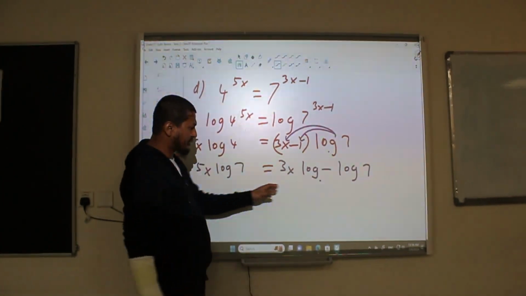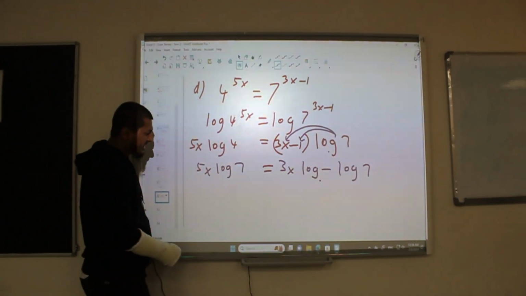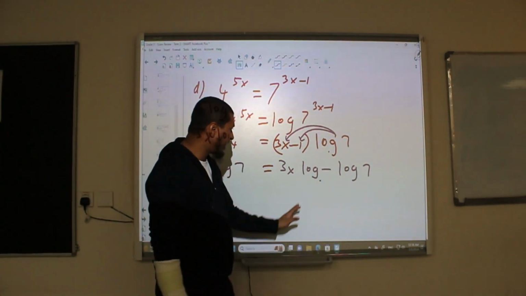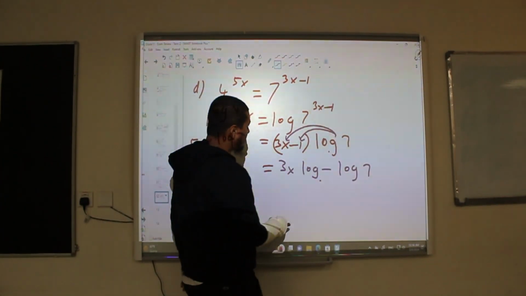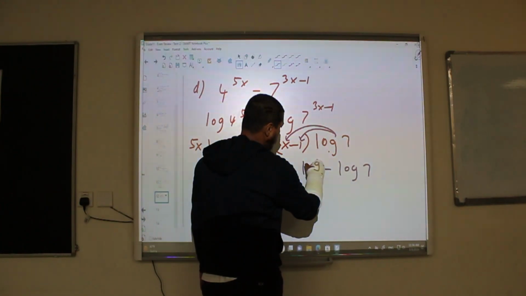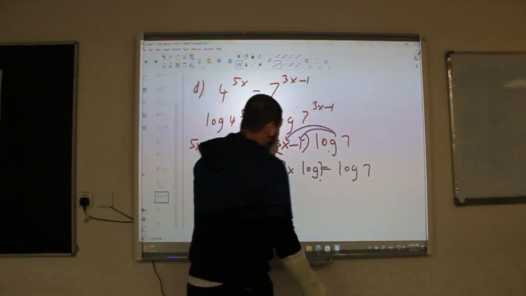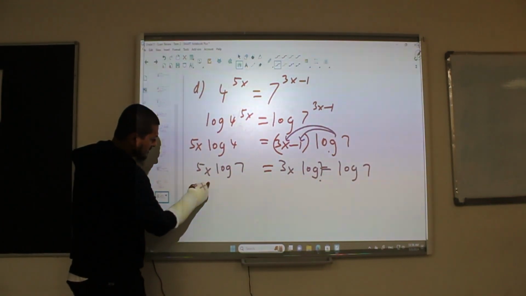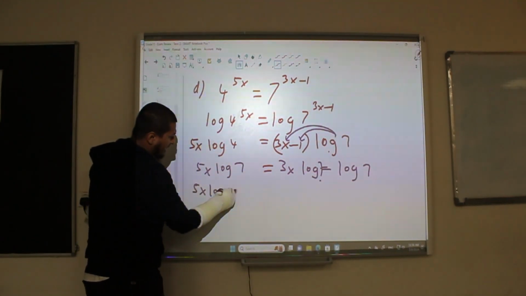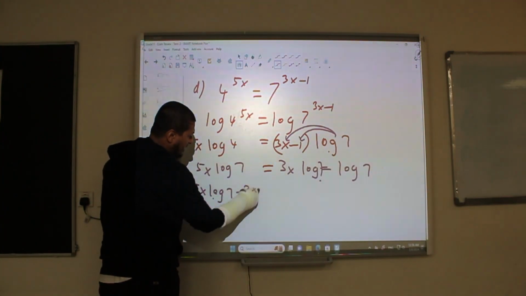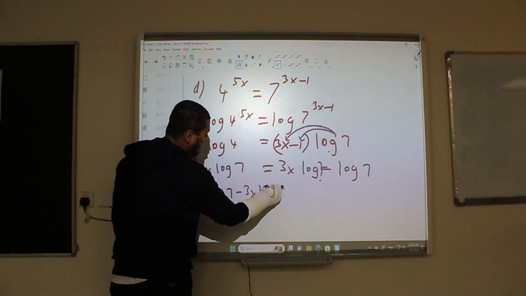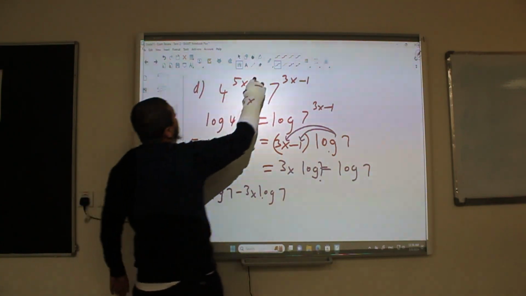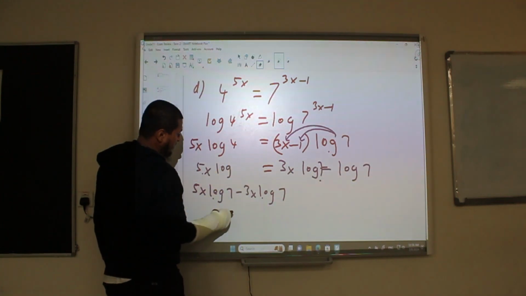Now, in order to solve this problem, we need to group all the x's on one side and the numbers on this side. The number is negative log 7 and 3x log 7. Now, we bring this log 7 over, so we've got 5x log 4 minus 3x log 7. Sorry, this is 5x log 4.